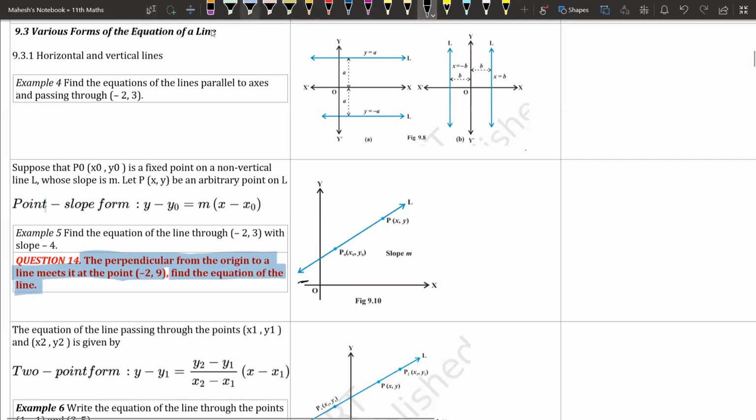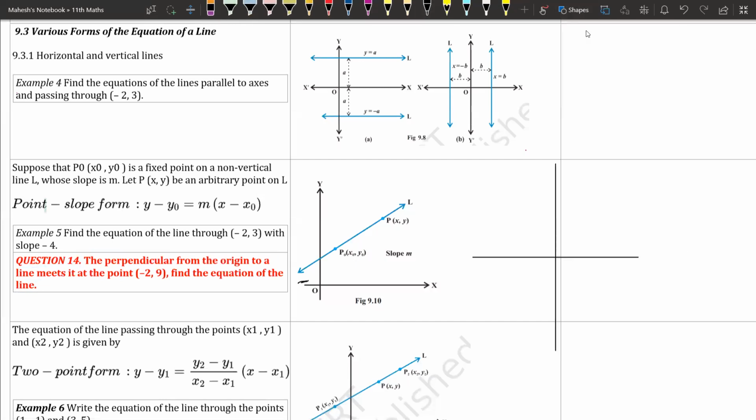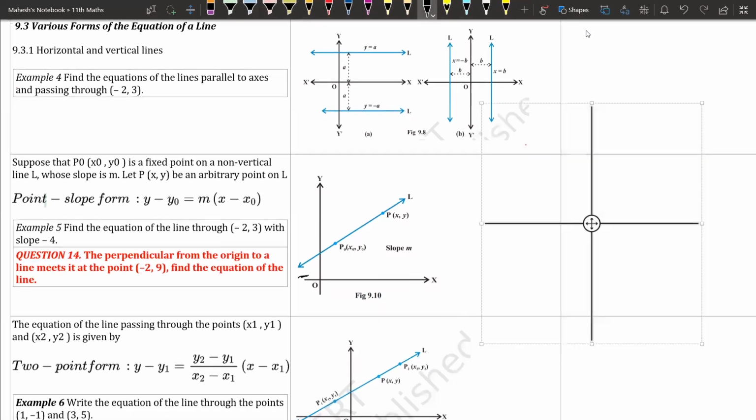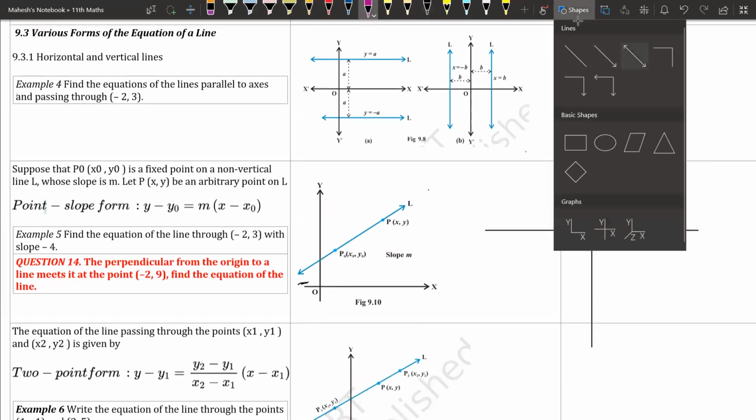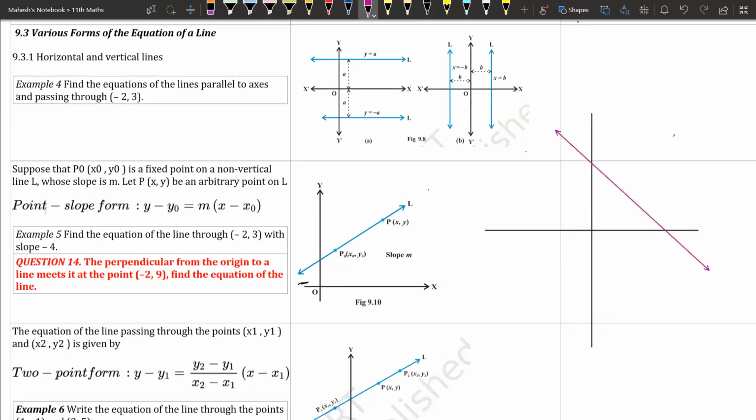For that, we can draw a Cartesian plane, a rough sketch, to get an idea about it. Let's say I've drawn a Cartesian plane, and it says the perpendicular from the origin to the line. So let's make a line here. This is the line whose equation we have to find. The perpendicular is drawn from the origin, and this may be the perpendicular. The perpendicular from the origin meets the line at a point, and we know this point as (-2, 9). We have to find the equation of this purple line.